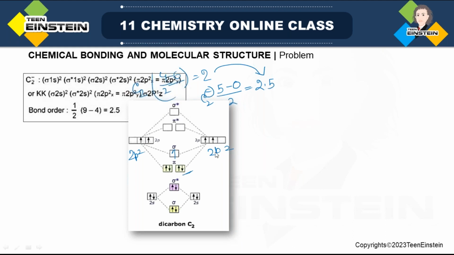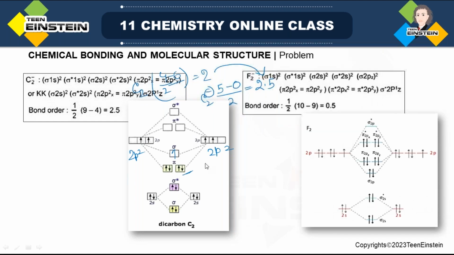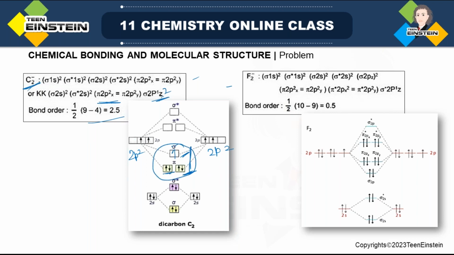And you can also do it in this way. So this is given for C2 minus, as you can see here, pi 2px2, 2py2, and then sigma 2p1. So Z is considered as the molecular axis. But here bond order is calculated considering all the electrons. But for simplicity, you can focus only on this part. That also will give you the same result.